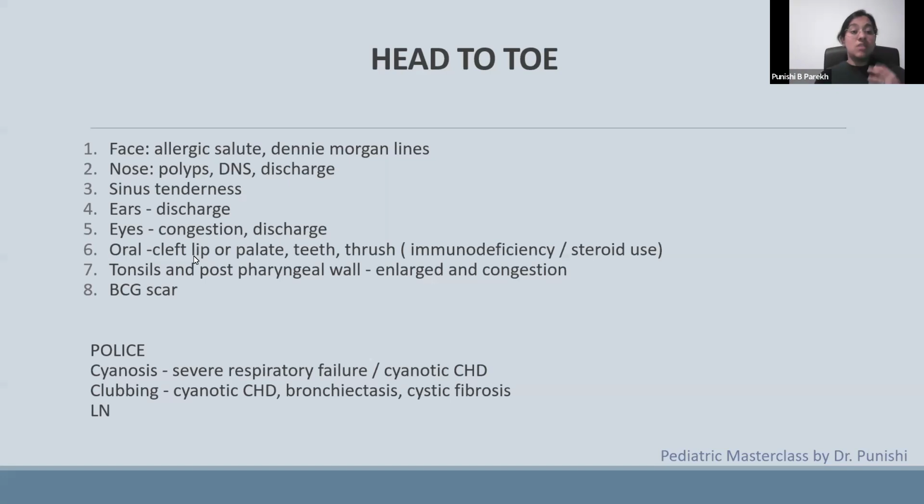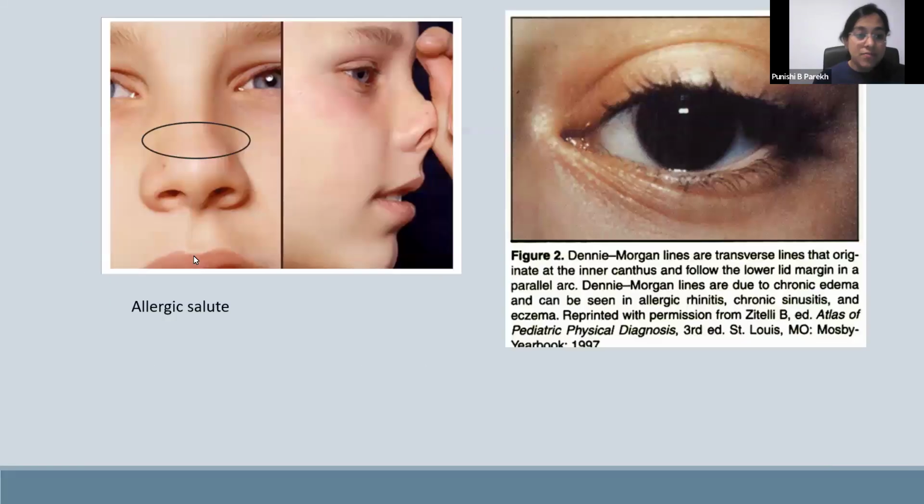Okay, so first is something called the allergic salute or Dennie-Morgan signs. So what does that mean? Now this is a line on the nose called an allergic salute. So when a child has allergic rhinitis, and they keep sniffing, keep scratching their nose up like this, like you see in this picture, they tend to develop this line on the nose, which is called an allergic salute. And Dennie-Morgan lines are transverse lines that originate at the inner canthus and follow the lower lid margins in a parallel arc. So these lines are called Dennie-Morgan lines.